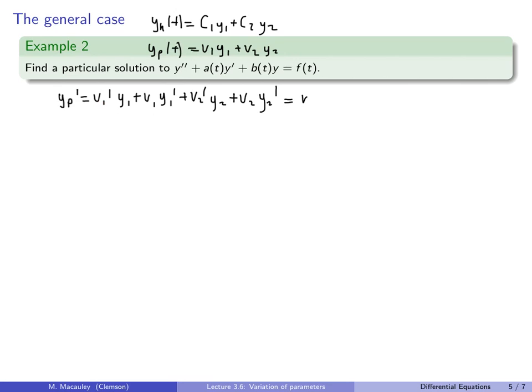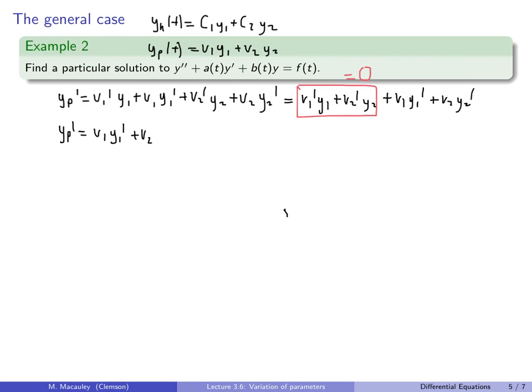So we're going to write v1 prime y1 plus v2 prime y2 plus v1 y1 prime plus v2 y2 prime. And as before, this is something that we are going to ask to be equal to 0. And it will work out that we can assume that is equal to 0, though it's not clear a priori. So if that thing I boxed is equal to 0, that means that yp prime equals v1 y1 prime plus v2 y2 prime.